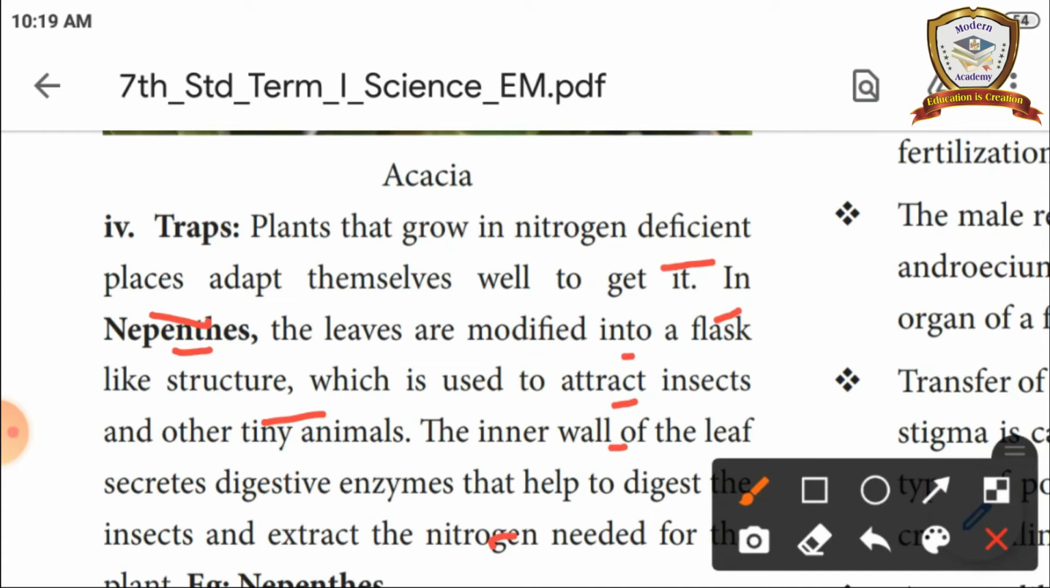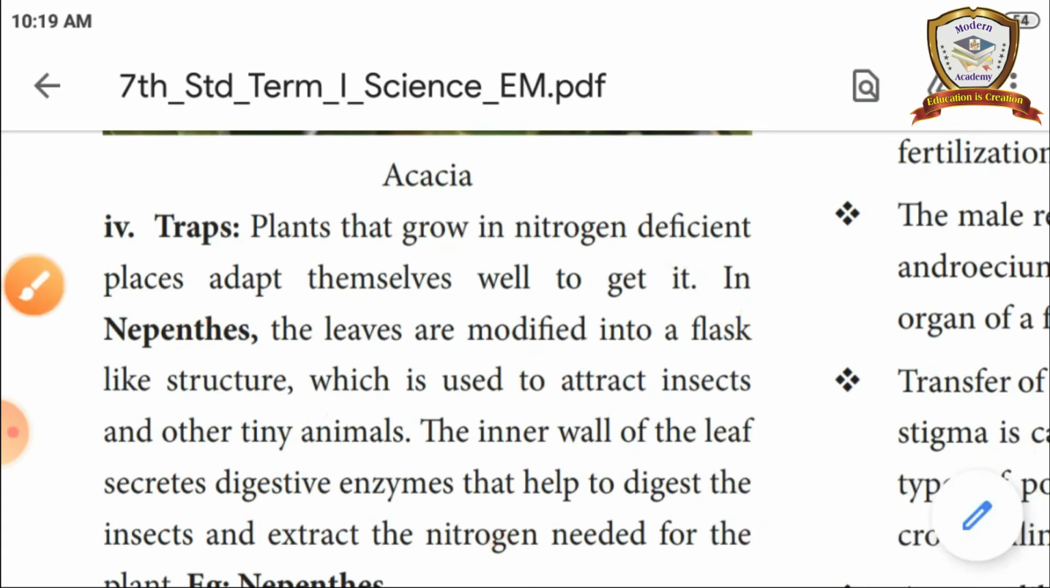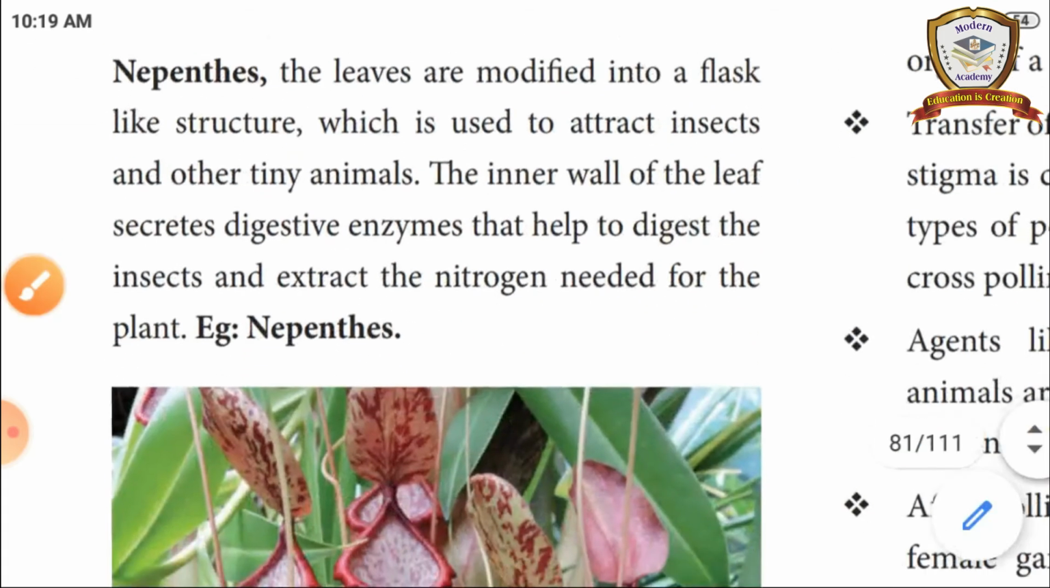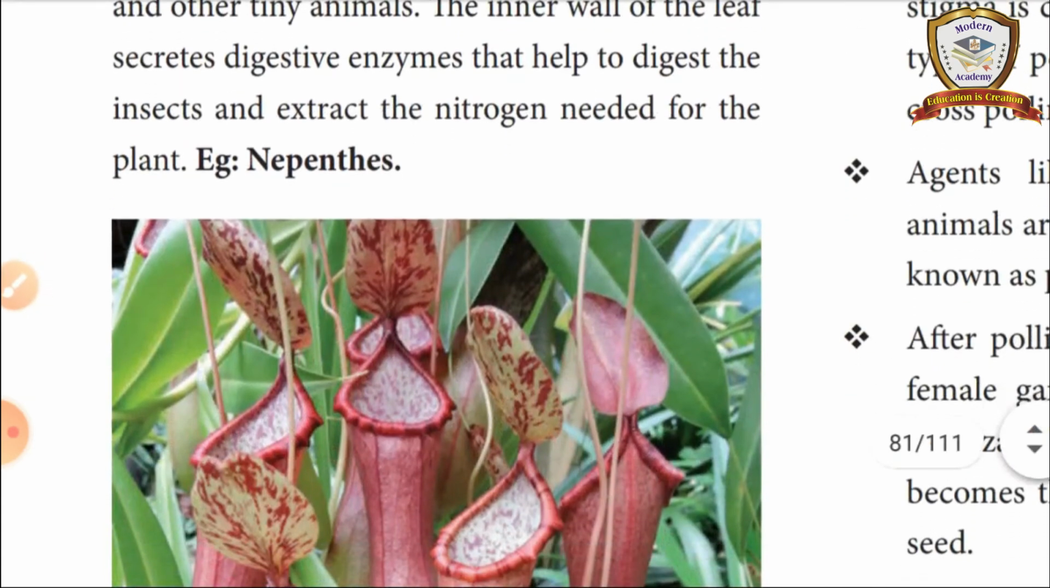So these are carried out by the root and it is transferring to the other part of the plant. But where there is nitrogen deficiency, in areas with less nitrogen, this plant grows well. And in order to get the nitrogen, the leaves are modified into flask-like structures, which are used to attract the insects and tiny animals.